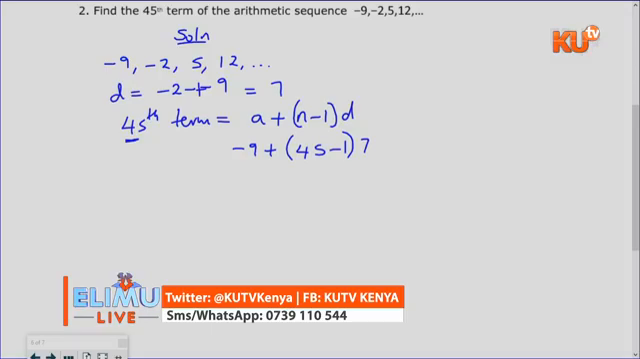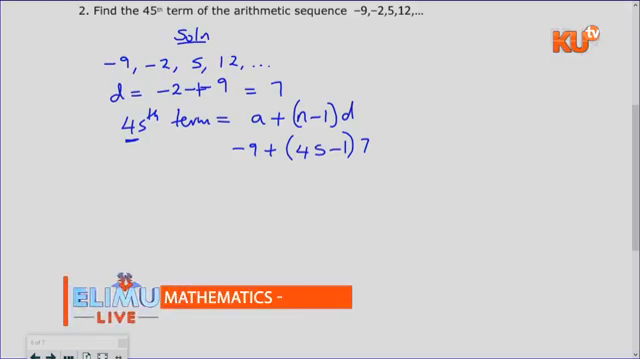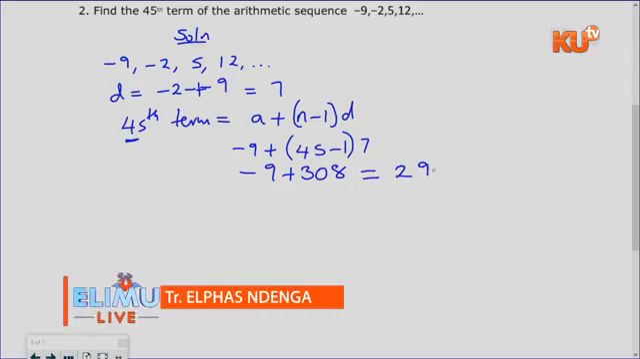Those who have calculators, help us work this out. That is 45 minus 1 should give you 44. You multiply by 7, that should give you 308. I hope you have that in your calculators. -9 plus 308 gives you 299. Thank you. That is our 45th term, 299.